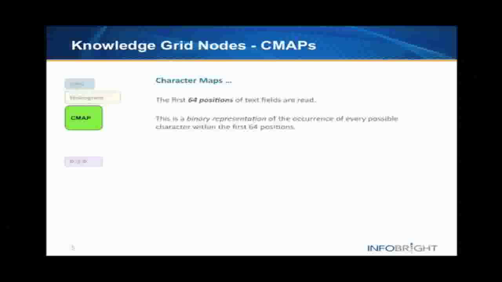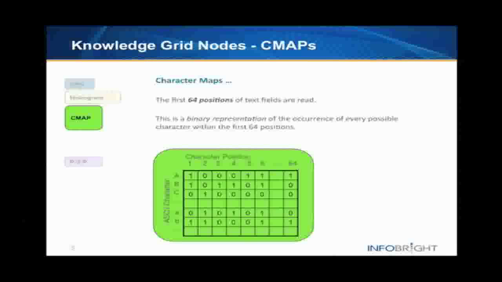The third component is called a character map. For text-based columns, a table is built of all the possible characters and whether they exist within each of the first 64 positions anywhere within the data pack. We can see in this example that an uppercase A exists in the first position within this data pack, and a lowercase a exists in the second position. This knowledge node makes text-based searches very efficient when asking about the beginnings of strings.